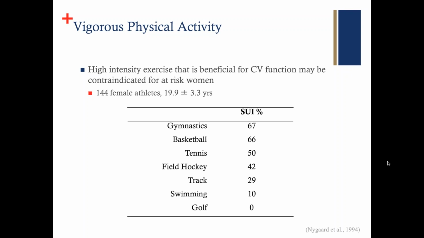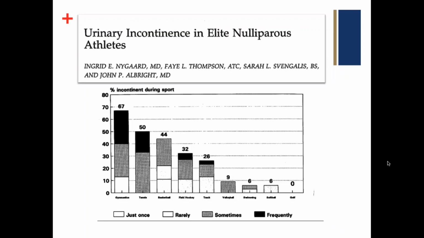That's just, again, something we need to consider. Urinary incontinence and elite nulliparous athletes. Nulliparous, just in case that's a new word to you, just means no parity, no children, no vaginal delivery.